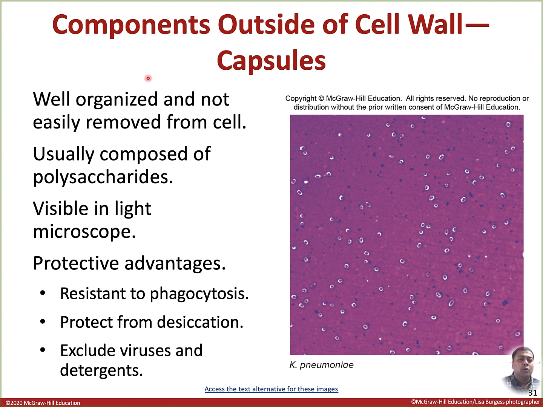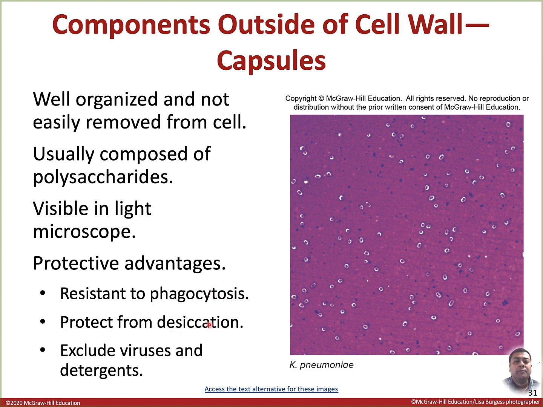So the capsule is well organized and cannot be removed easily from the cell. It is usually composed of polysaccharides, which are neutral in charge, not positive or negative, and visible in a light microscope. It has protective advantages. It resists phagocytosis: if a pathogenic bacterium has a capsule, our phagocytic cells, the neutrophils and the macrophages, will not be easily able to phagocytose it.